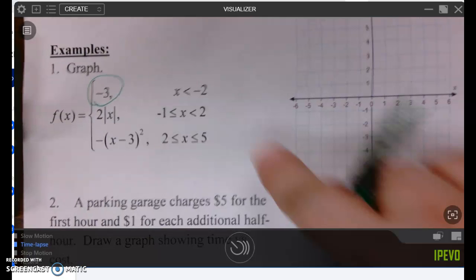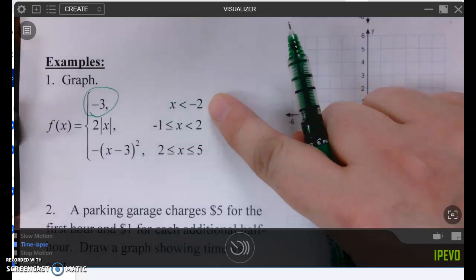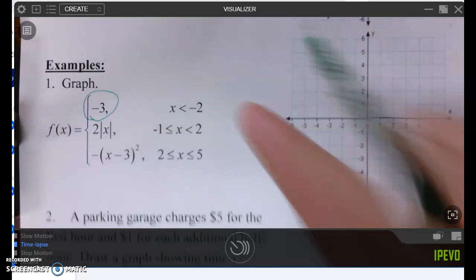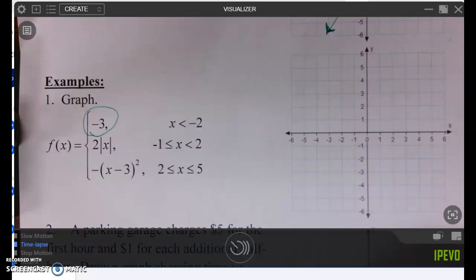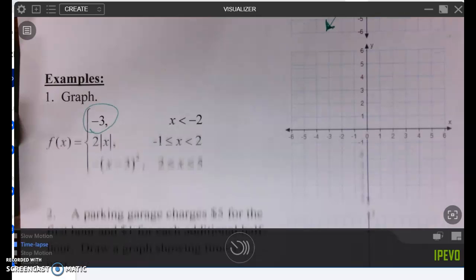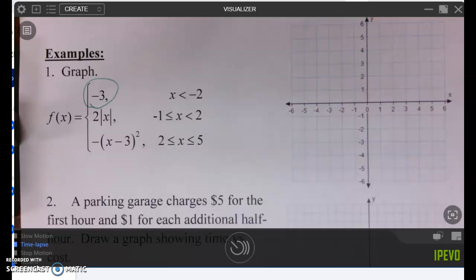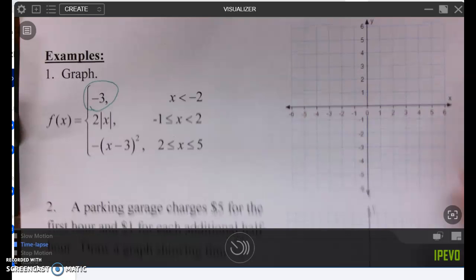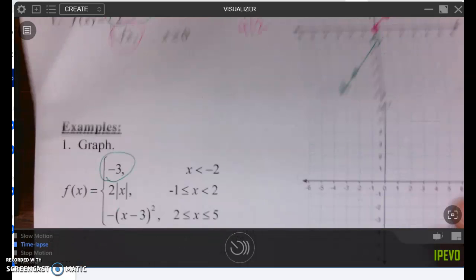But if you look, we're starting at x values that are less than -2. So here's -2 on my x-axis. This is a horizontal line that would go through the y-axis at -3. Oh, I drew this on the wrong graph. Oops. I'm on the wrong grid. Here we go.